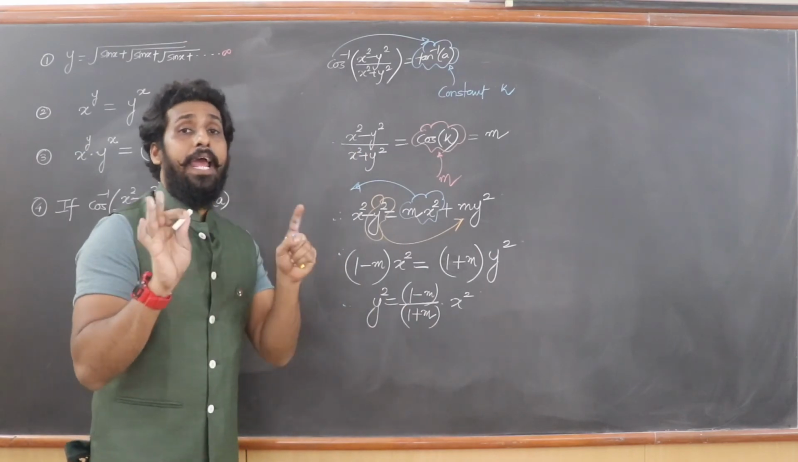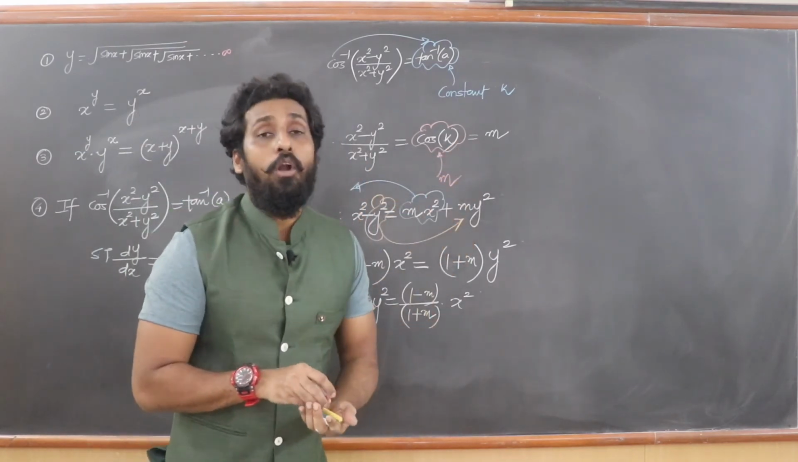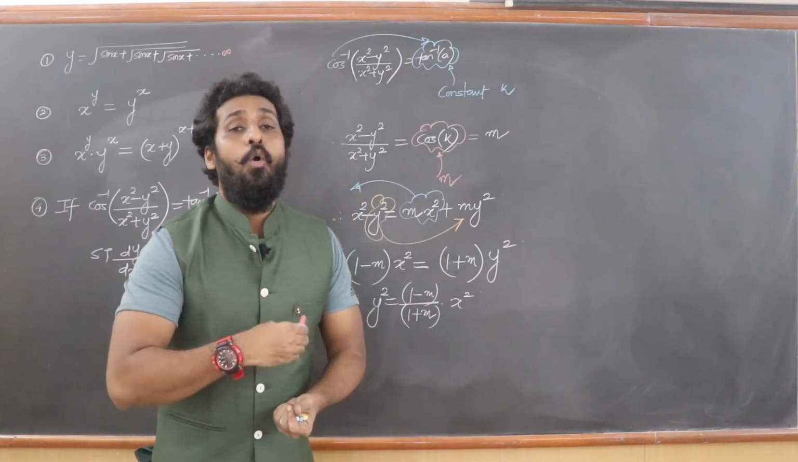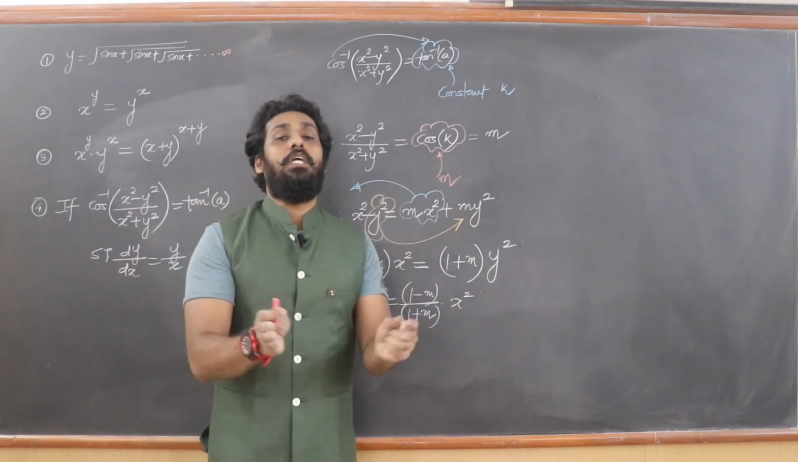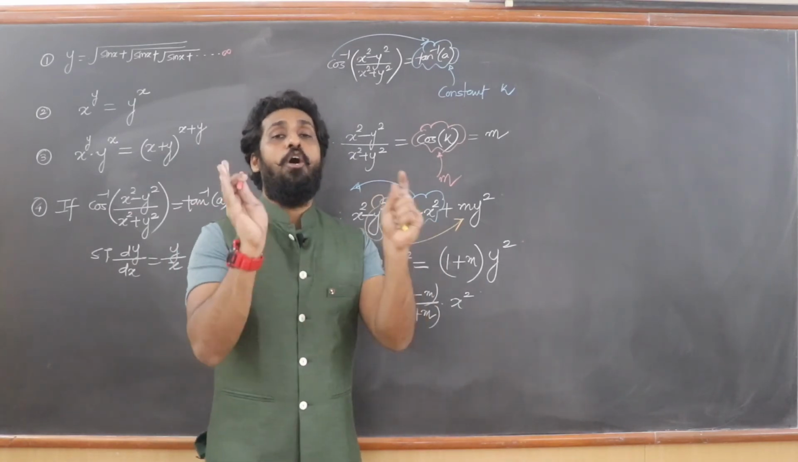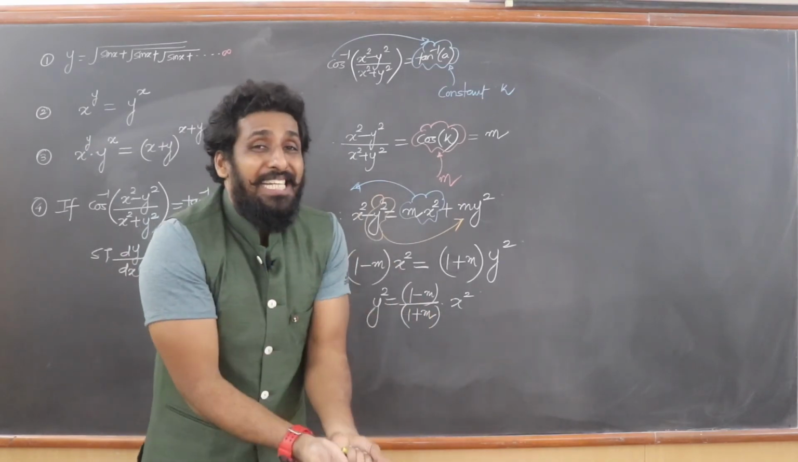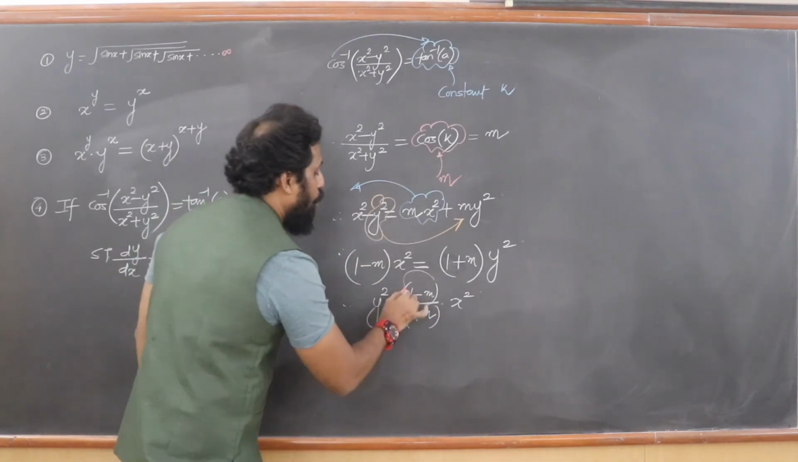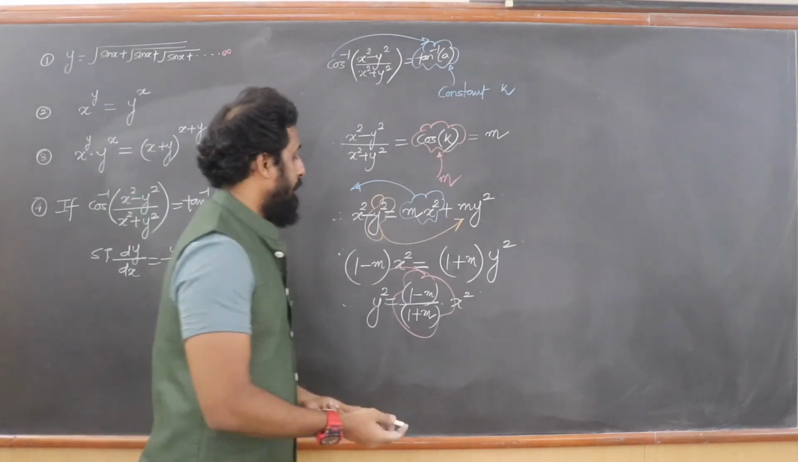Now do you know that m was a constant? See, m was a constant, isn't it? If m is a constant, what can you tell me about 1 minus m upon 1 plus m? When a constant gets added or subtracted or multiplied or divided by another constant, the new result is also a constant. So this is a constant, can be called as a new constant, let's say c.